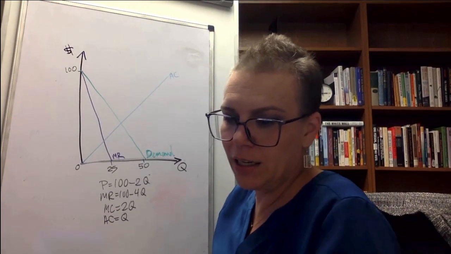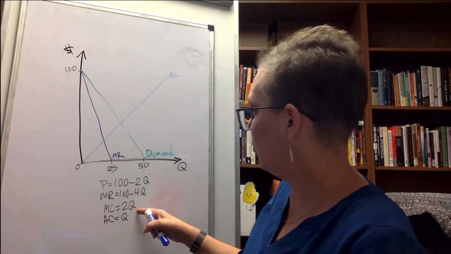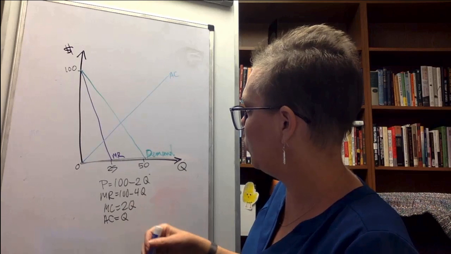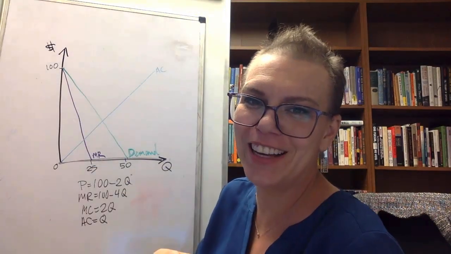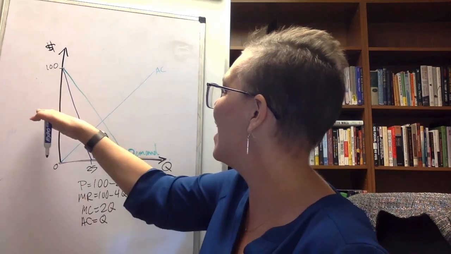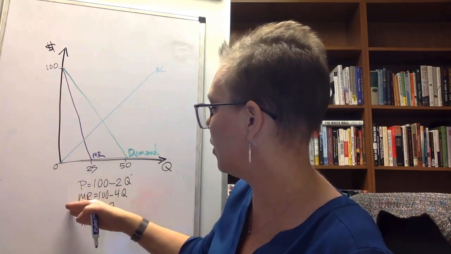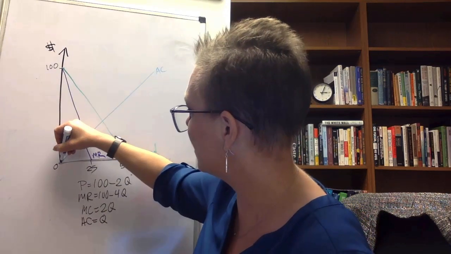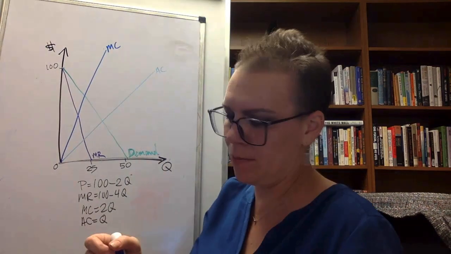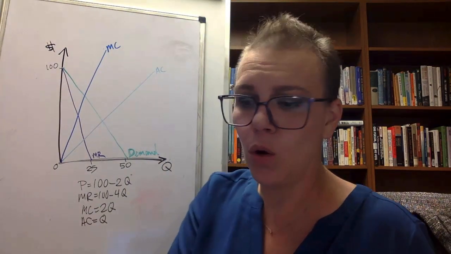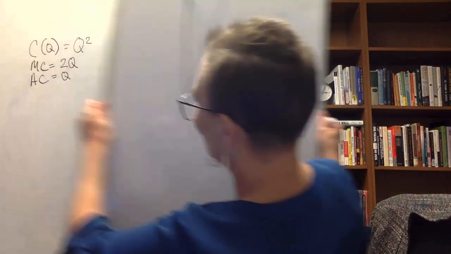Marginal cost is going to have twice the slope because marginal cost equals 2Q. So if Q is 25, then marginal cost is going to be 50. If Q is 50, marginal cost is going to be 100. It's going to look something like this. Okay? And then we know what our points are. We've calculated them, right? We have them right here.